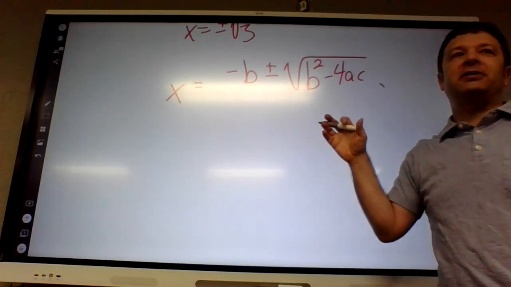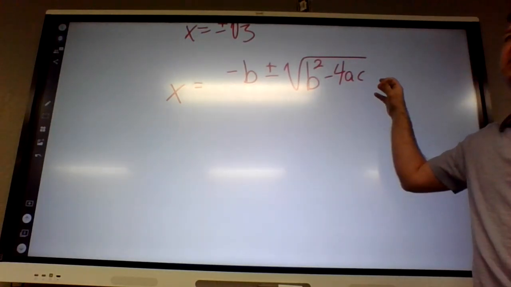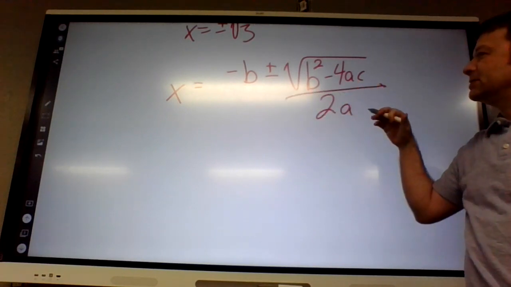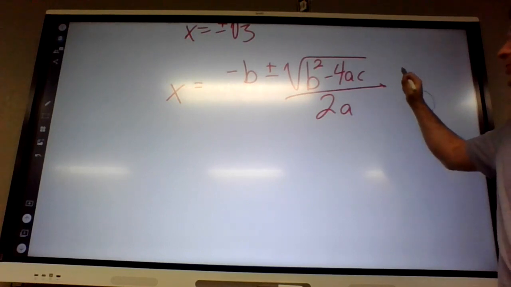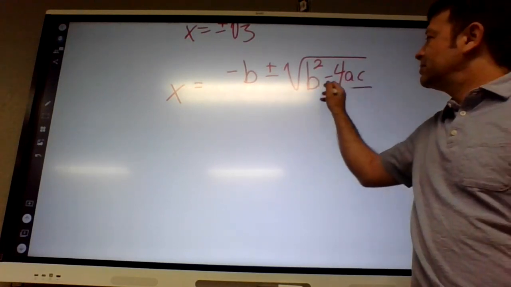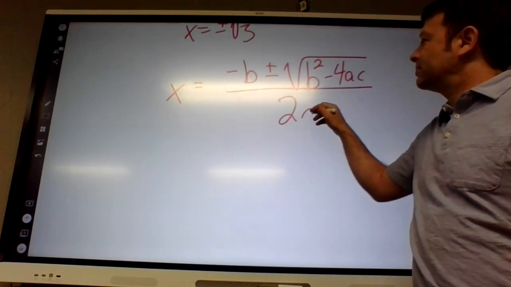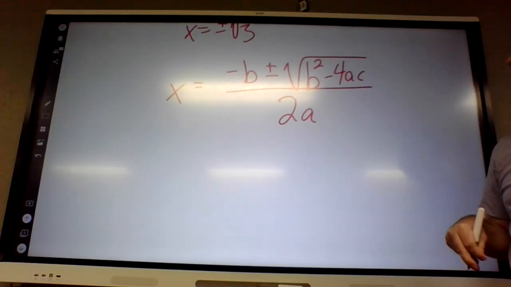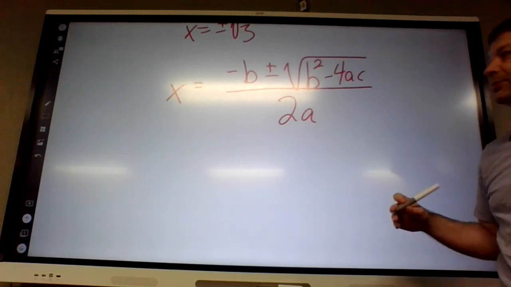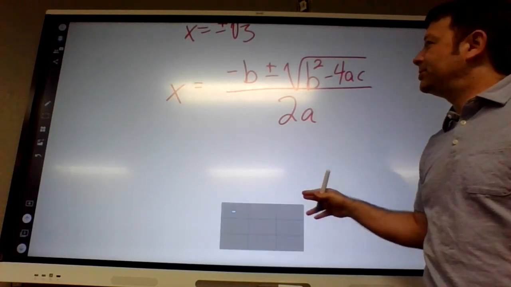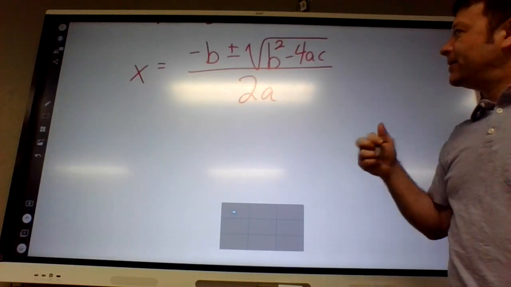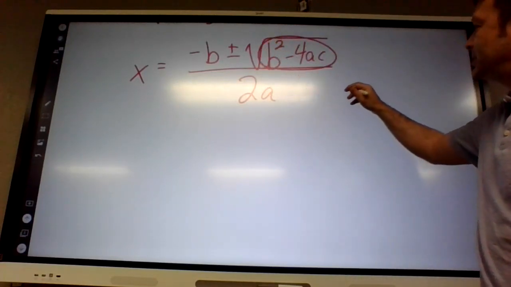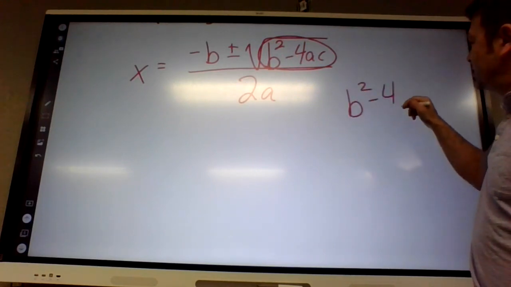A lot of times, if I ask this question on a test, they'll write it like this. It's the whole thing, it's all over 2a, like in the song. So the more you use it, the easier it is to remember. I know it looks like a big jumbled mess the first time you see it, but there's not that much to it. Okay, this thing under the square root, b squared minus 4ac, they call it the discriminant.